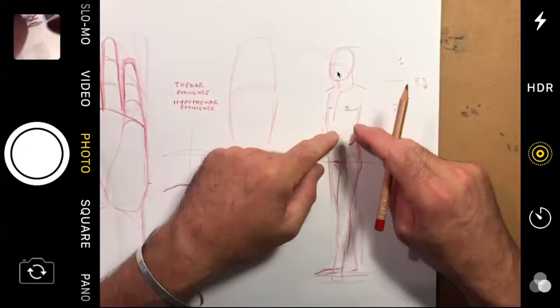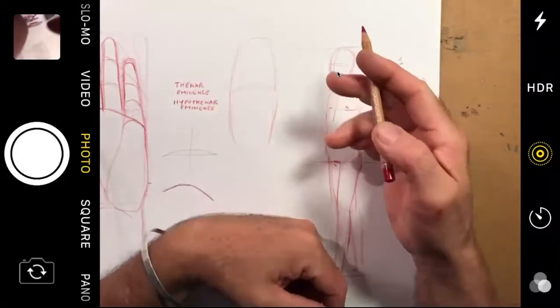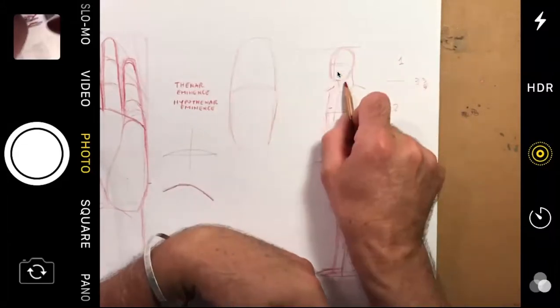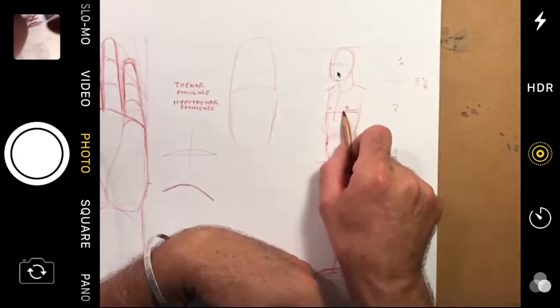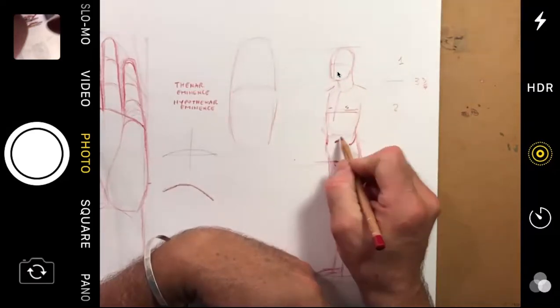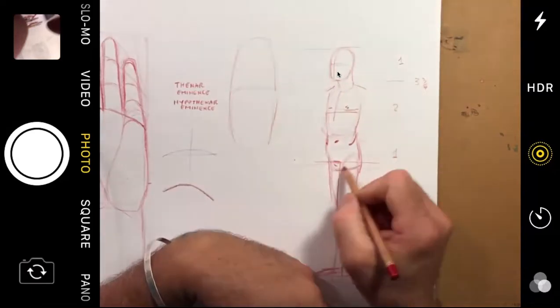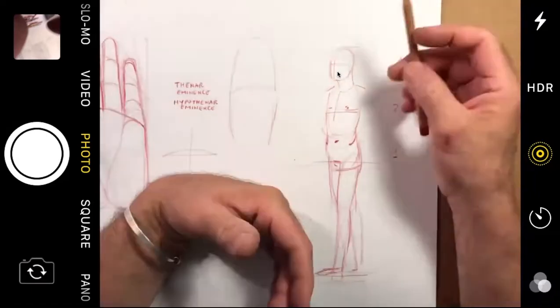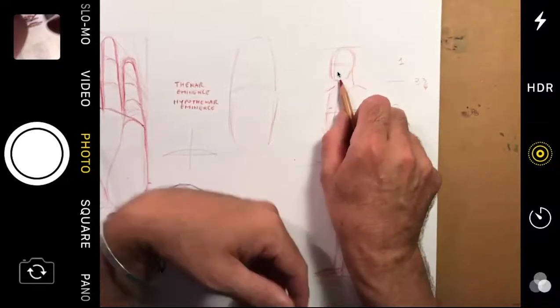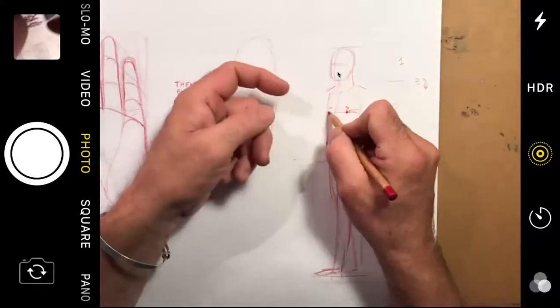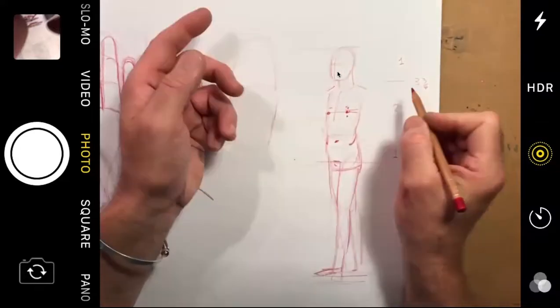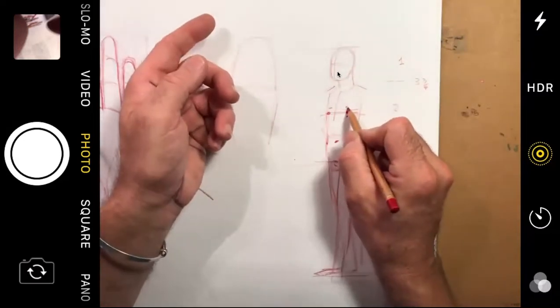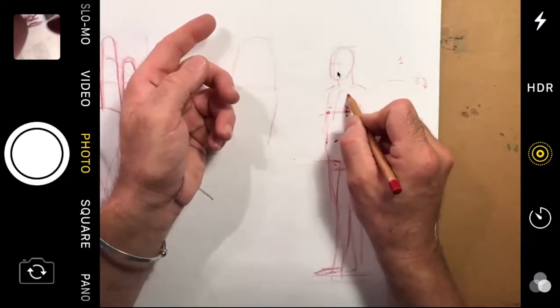So, for example, one head down is where the nipples are. The third head down is where the umbilicus is. Another head is where the end of the pelvis is. But my model can have the nipples a little bit higher or a little bit lower. They're going to be about here or here. They're not going to be here or here.